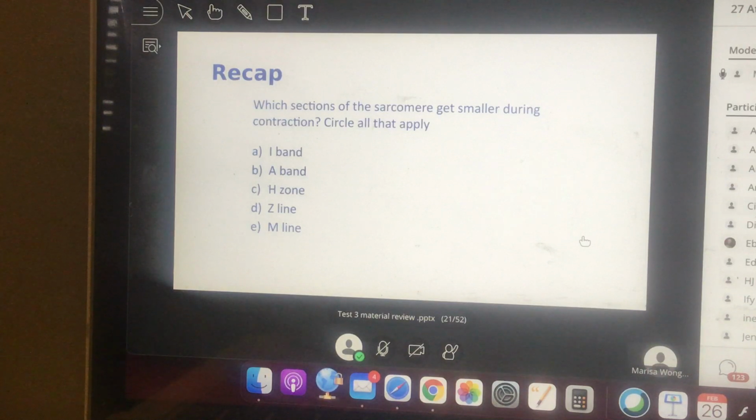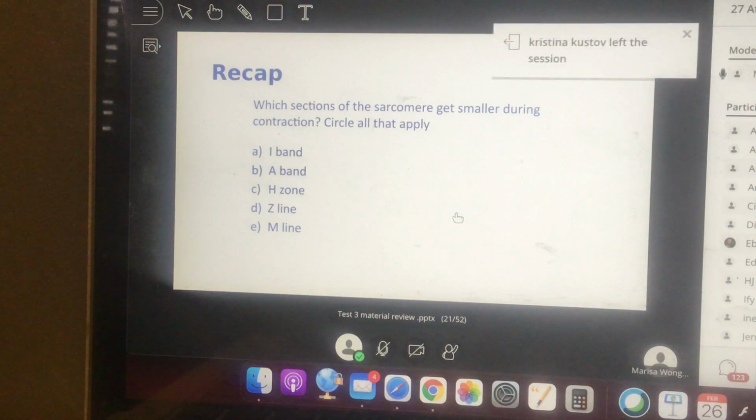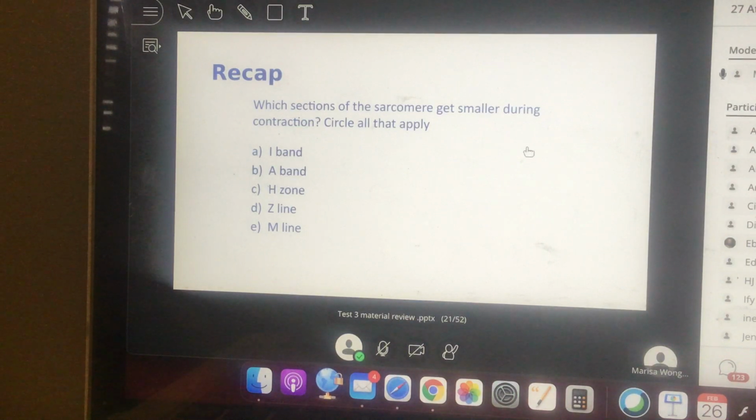So on this one, you guys can actually draw on the board a circle which ones apply. There's multiple correct answers here. So which sections of the sarcomere get smaller during contraction? Actually circle the answers.